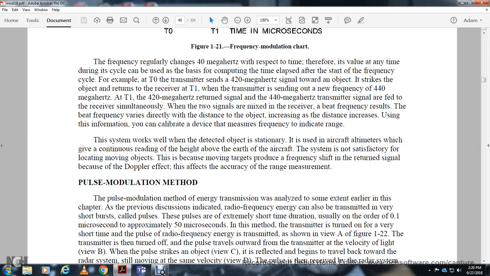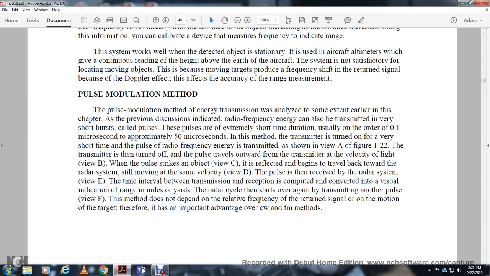The system works well with detecting stationary objects, such as in aircraft altimeters, which give a continuous reading of the height above the earth. The system is not satisfactory for locating moving objects. To recover moving targets, the frequency shift produced in the return signal by the Doppler effect affects the accuracy of the range measurement.